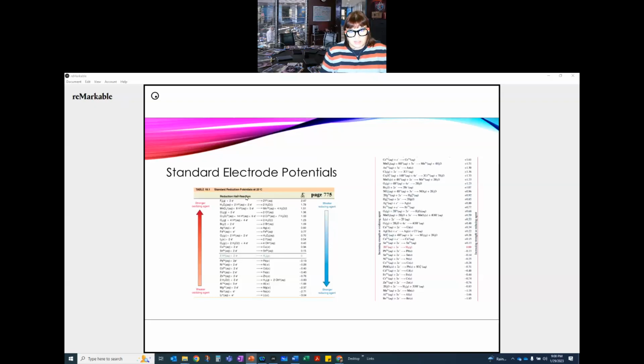So they're reduction potentials. You may see them listed as standard reduction potentials. It isn't always listed that way. These are just two different tables, so this one has some values that this one doesn't. That's why you see both of them.